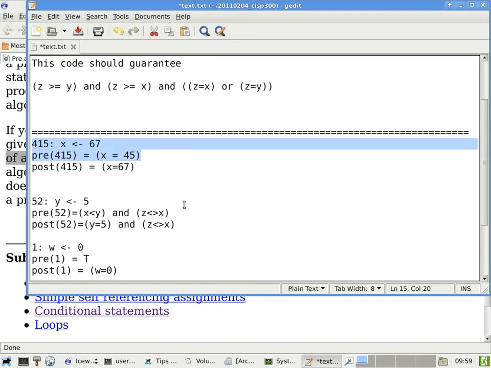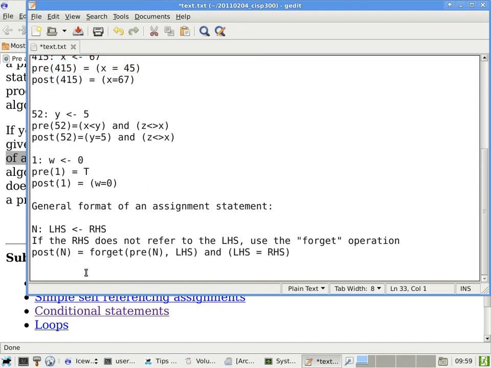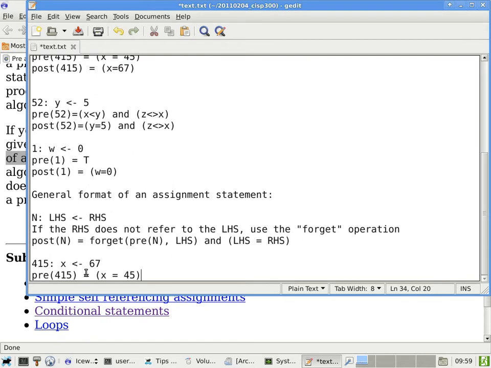All right, so let's go back and look at these examples. I will only copy the first part here because I want to derive the last part. We still have the same line 415, with the same content: x gets the value of 67.